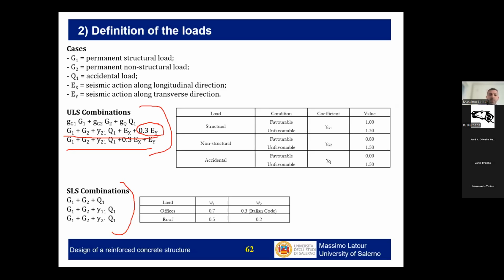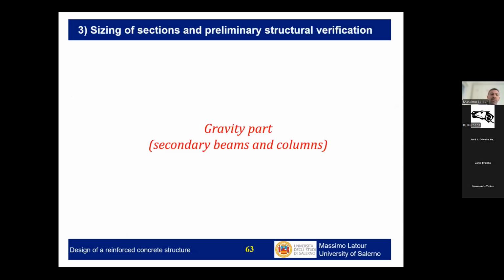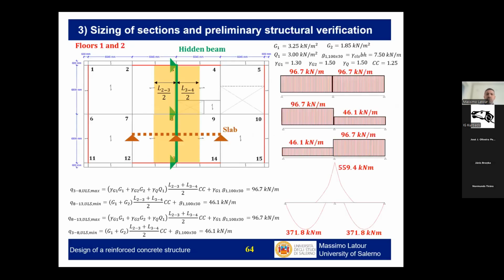Let's see now something about the preliminary sizing of the elements. If I'm not defining the size of the elements, then I am normally unable to perform the structural analysis. So first of all, I have to define the size of the structural elements. Let's start from the secondary elements, so from the beams and the columns which are part of the secondary framing of this building: the hidden beams and the gravity columns, let's say.